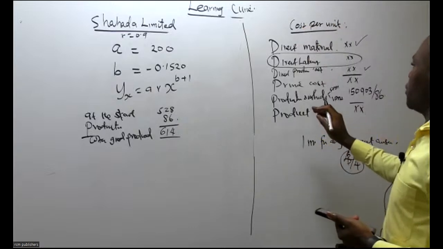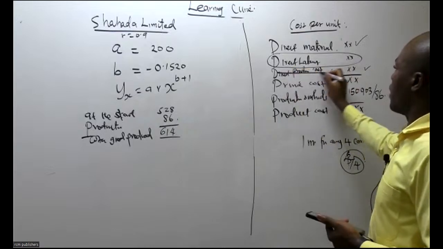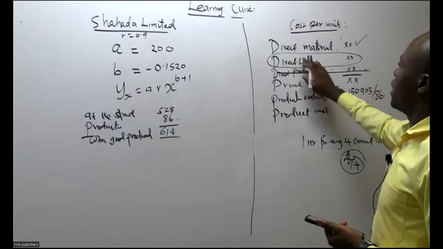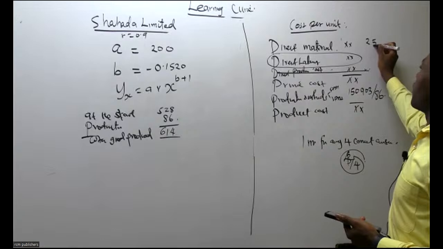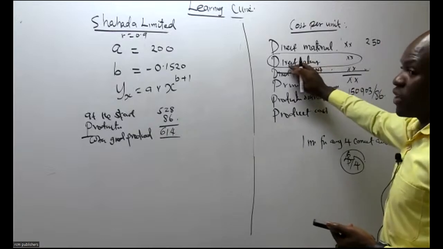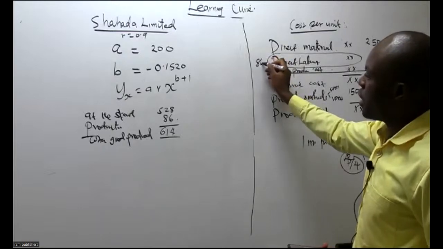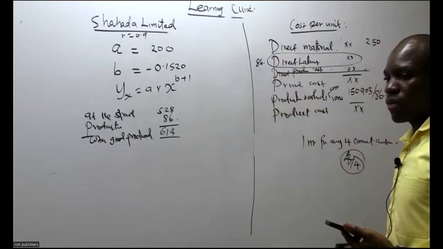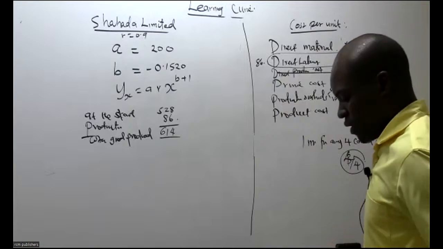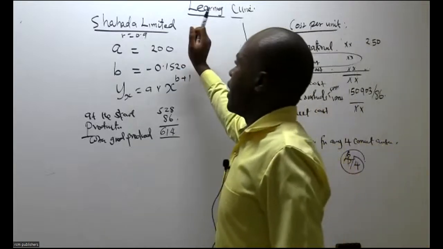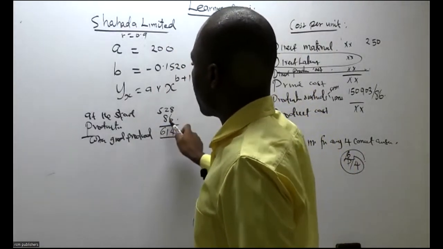When I come to direct, this one here is not there in our question, so you're not going to deal with it. Direct material, we have been given 250 per unit. So direct labor is what we need. But the units produced in that particular period, 86. So what do we need to do? What we are going to do is this. We need to apply the learning effect for us to get the time taken to produce the 86 units.